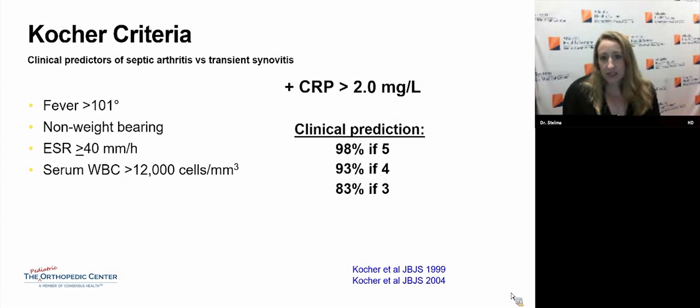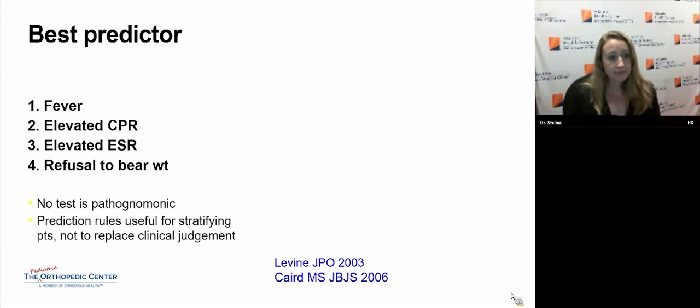And then in a subsequent study, adding CRP increased the ability of these to predict septic arthritis. So we get an ESR, CRP, we get the CBC to look at the white blood cell count, look at their vitals to see if they have a fever, and really examine the child to see if they're non-weight bearing. These can all increase our clinical prediction of diagnosing septic arthritis. No test is pathognomonic for septic arthritis, and these are really rules of prediction. So there is a lot to be said for clinical judgment in assessing whether or not this kid might have septic arthritis.